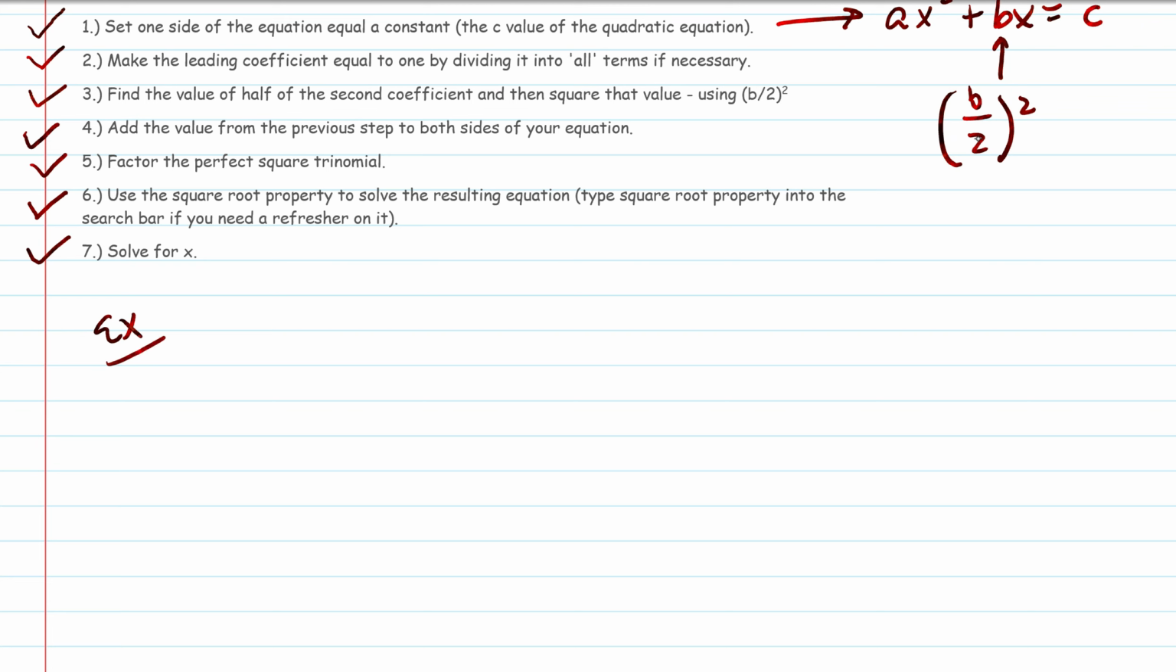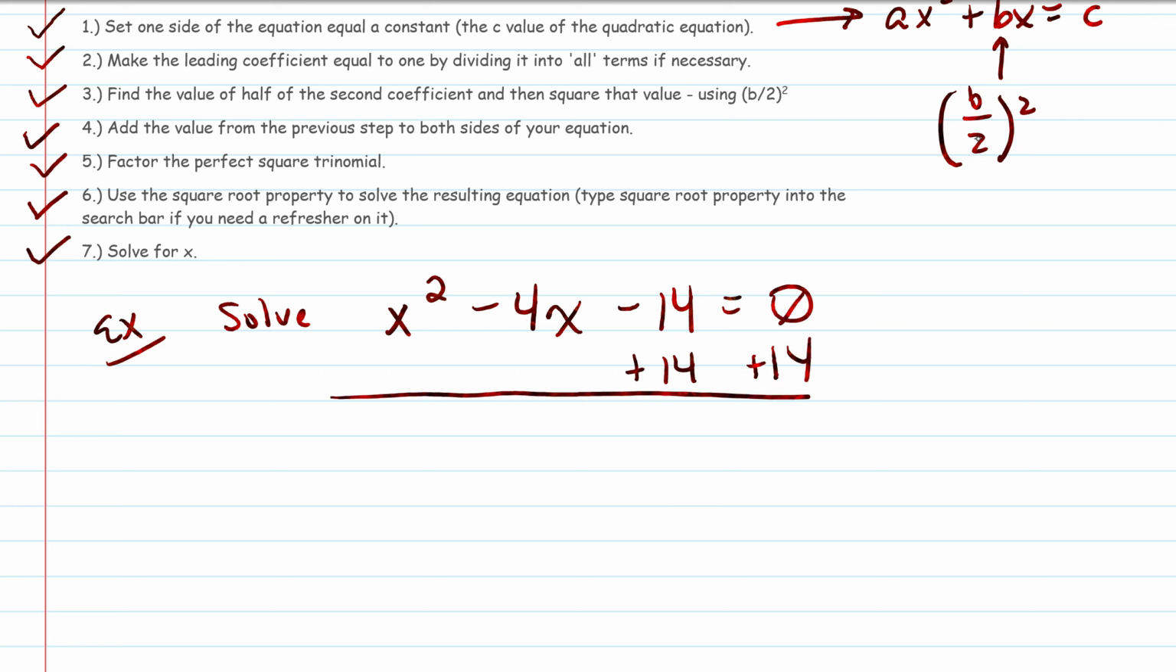So let's say we're told to solve, and the problem is x to the second minus 4x minus 14 equals 0. All right, so the first step says set one side of the equation equal to a constant. So that means move this negative 14 over. So we add 14 to both sides. So we get x squared minus 4x equals 14.